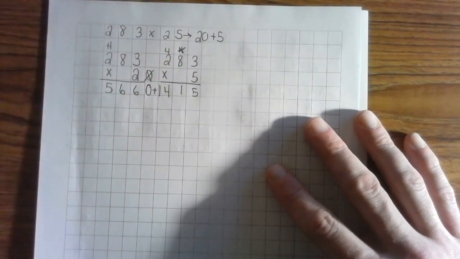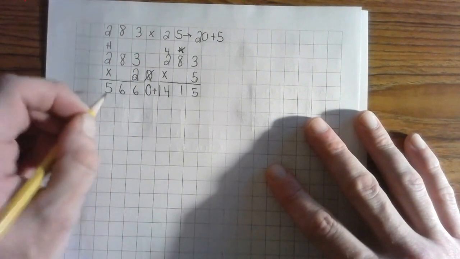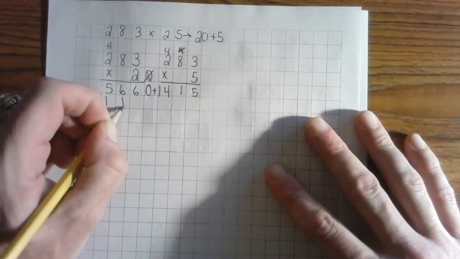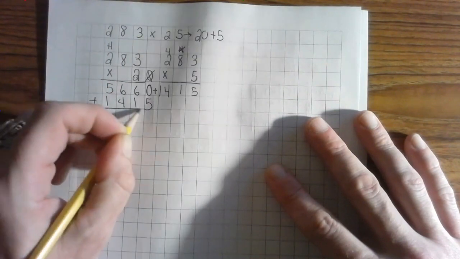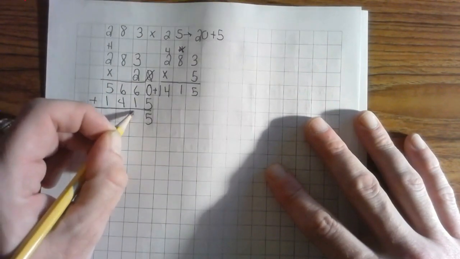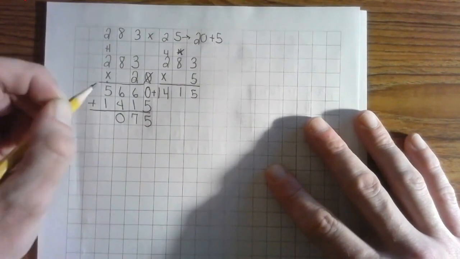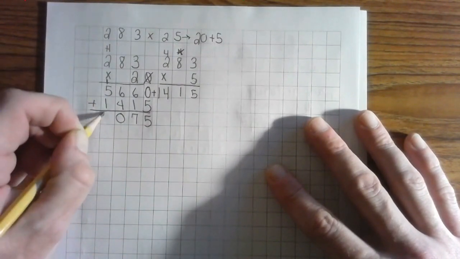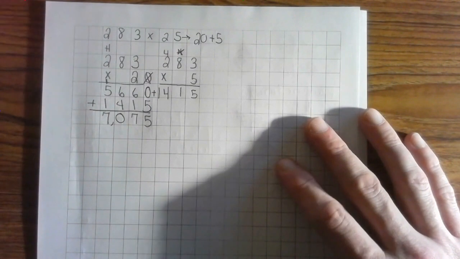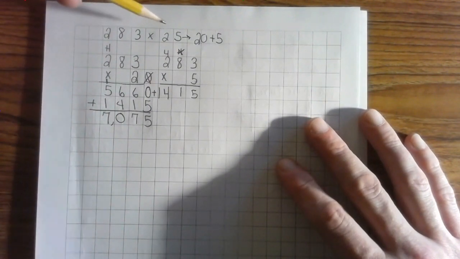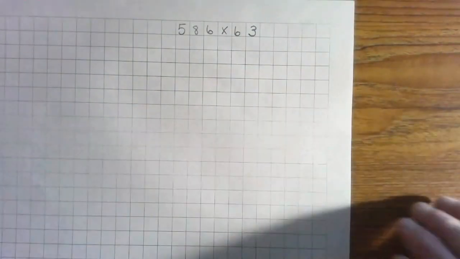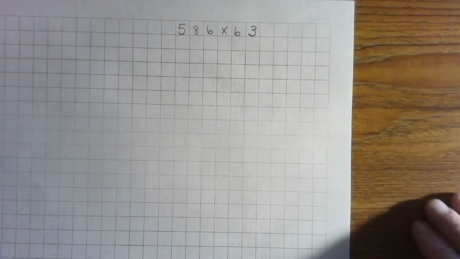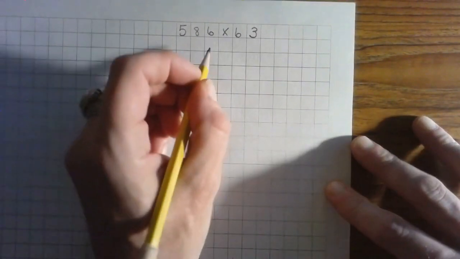And then I will add these two numbers together. So then I will put the 1, 4, 1, 5, 5, 7, 10, 7. 283 times 25 using the base 10 method is 7,075. The final method and strategy I'm going to show you is called lattice.